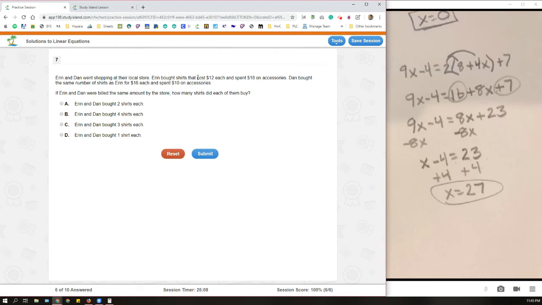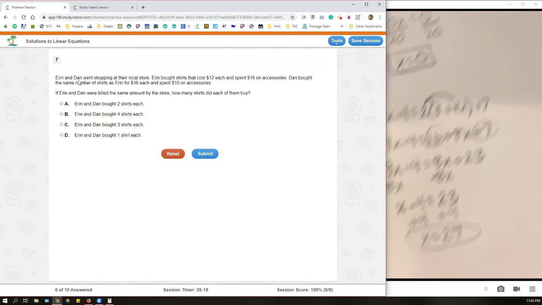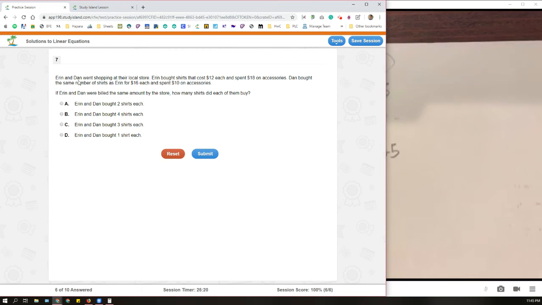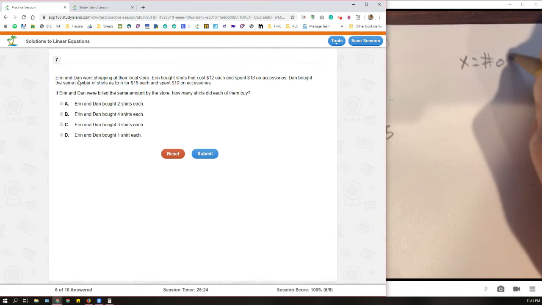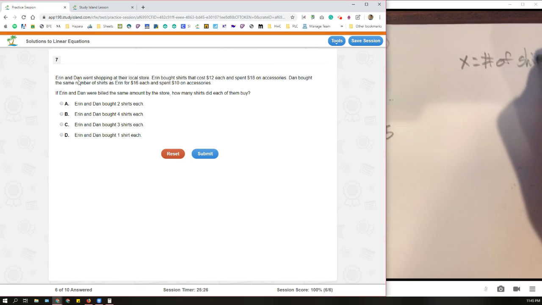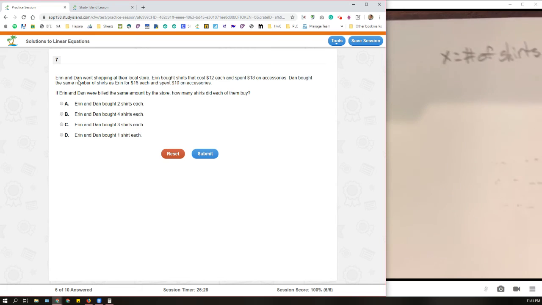So there's some number of shirts that they each bought. We don't know what it is, but we know that Aaron bought the same number of shirts as Dan. So we can write an equation based on that. We're going to go ahead and say that X is the number of shirts that each of them bought. So X is how many shirts Aaron bought, and it's also the number of shirts that Dan bought.